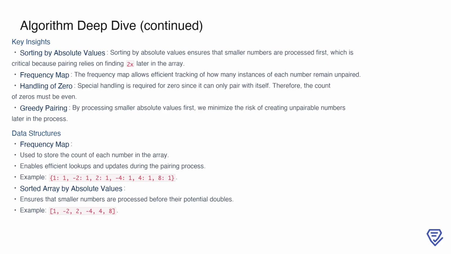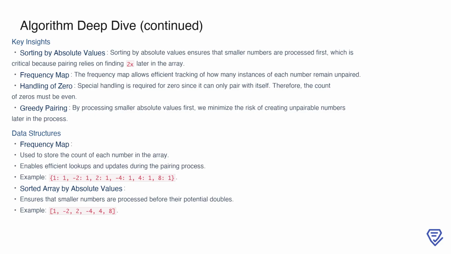Several key insights drive the efficiency of this algorithm. First, sorting by absolute values is crucial because it ensures that smaller numbers are processed before their potential doubles, reducing the likelihood of encountering unpairable numbers later. The frequency map plays a central role by allowing us to efficiently track and update the count of each number during the pairing process. Handling zeros requires special care since they can only pair with themselves, making it necessary to verify that the count of zeros is even. Additionally, the greedy pairing approach, which processes smaller absolute values first, helps prevent scenarios where a number is used up prematurely, leaving its double unpairable.